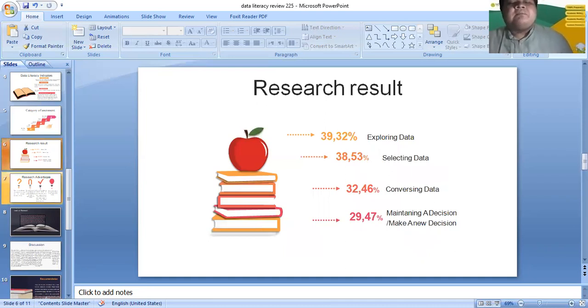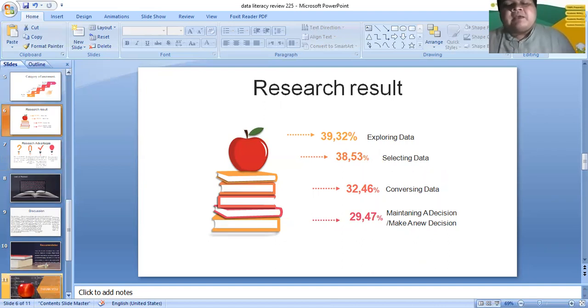After the research made some tests and an assessment, the researchers found the results as below. Exploring data falls into 39.32%. Selecting data falls into 38.53%. Contrasting data, 32.46%, and maintaining a decision or making a new decision, 29.47%. It means all of them fall into the poor category.